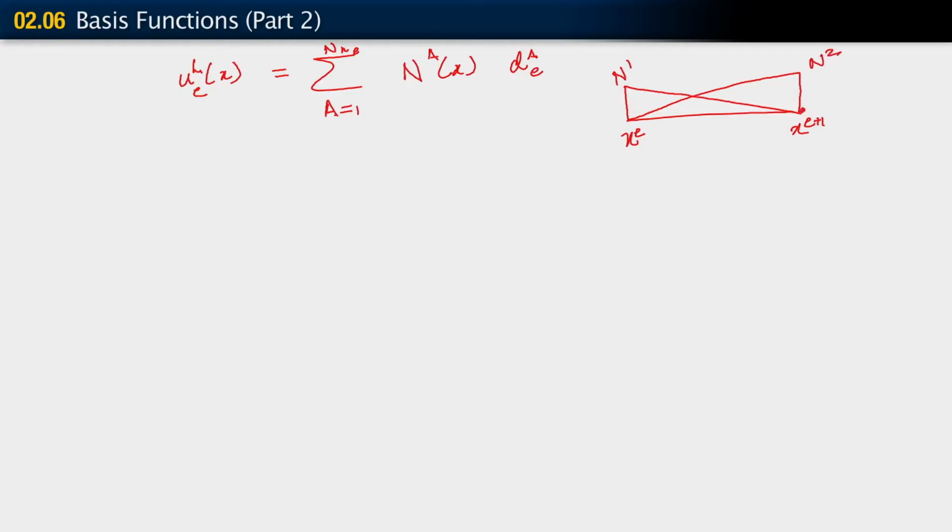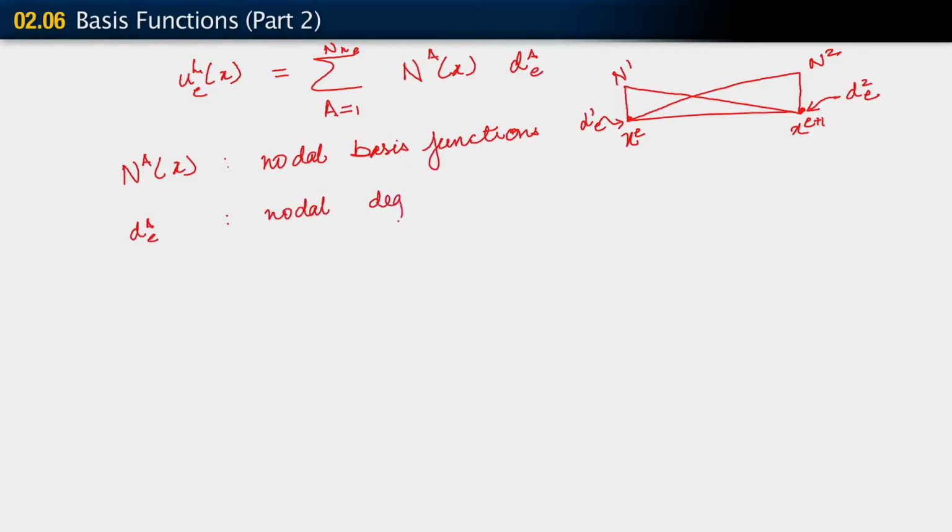Right, and then here also we know that we have a degree of freedom corresponding to each node. We have d_1^e corresponding to that node, and we have d_2^e. Okay, and for that reason we often also call N_a(x) the nodal basis functions, and d_a^e the nodal degrees of freedom.